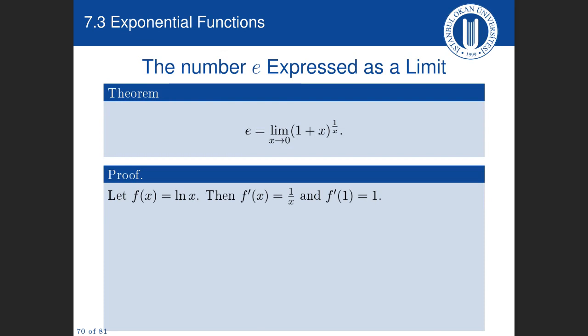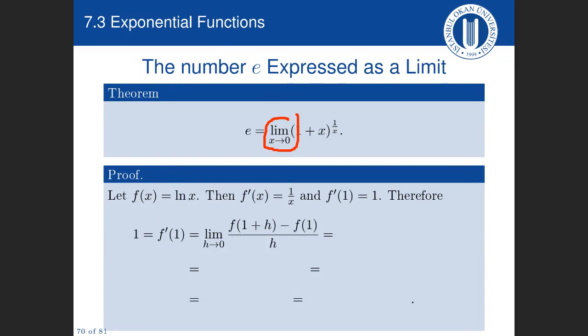And we're going to prove it using the natural logarithm. f of x is equal to ln x. If f of x is ln x, then its derivative is 1 over x, and f prime of 1 is then equal to 1. Now I want to use the definition of the derivative. 1 is equal to f prime of 1, but that means the limit as h tends to 0. Why limit? Because we want to end up with a limit. f at 1 plus h minus f at 1, divided by h.